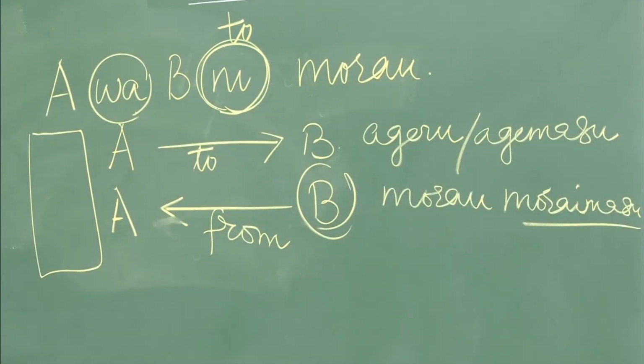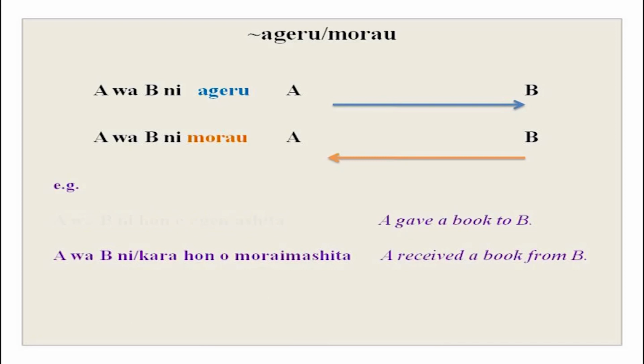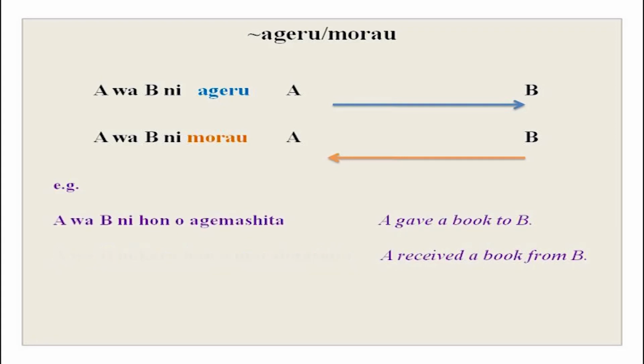It is given over here, A wa B ni morau. Example is, A wa B ni hon o agemashita. A gave a book to B, and A wa B ni hon o moraimashita. A received a book from B. So, it is very simple. Ni is the particle to be used when you give or receive something from someone.